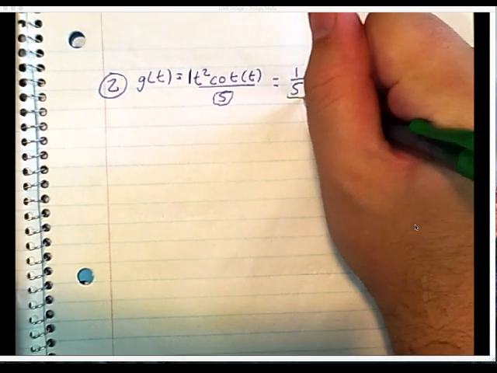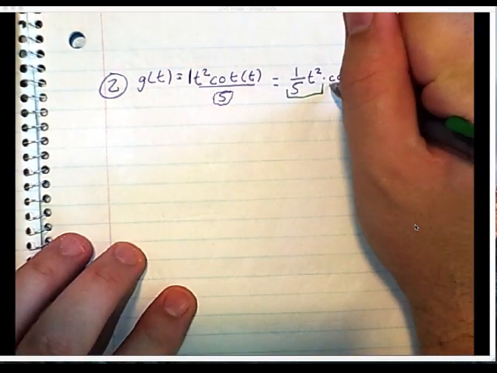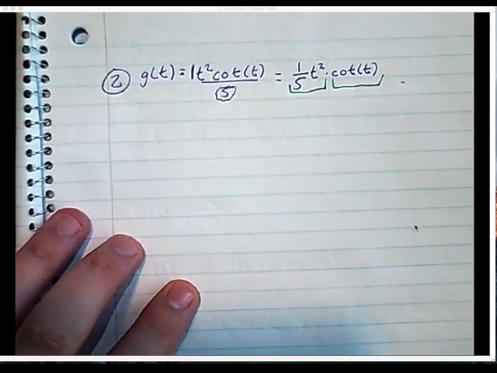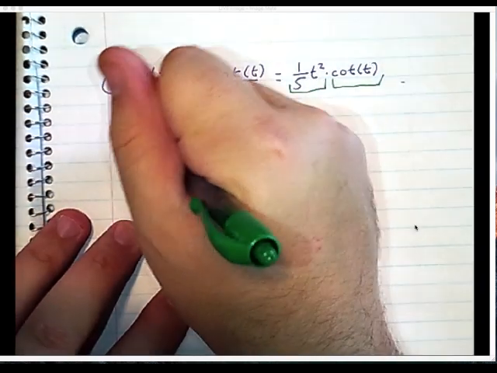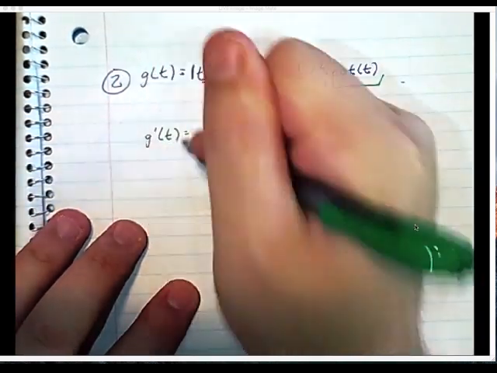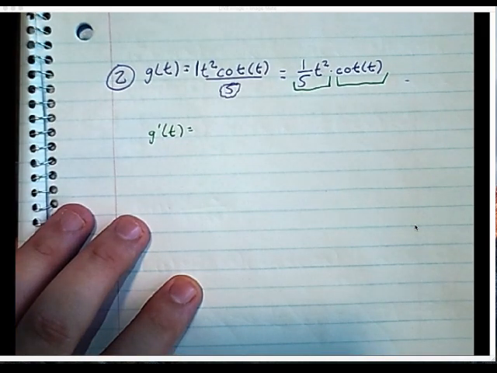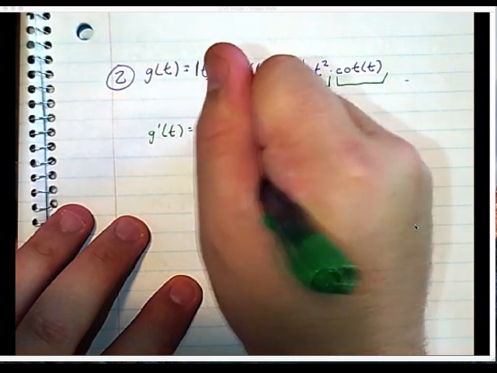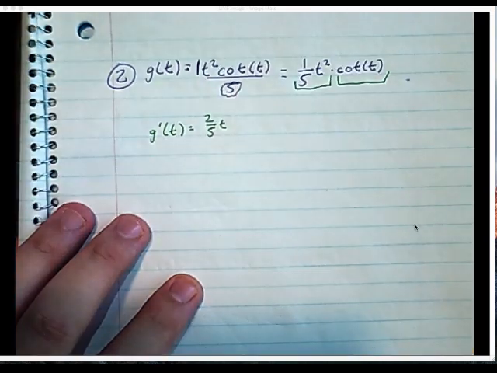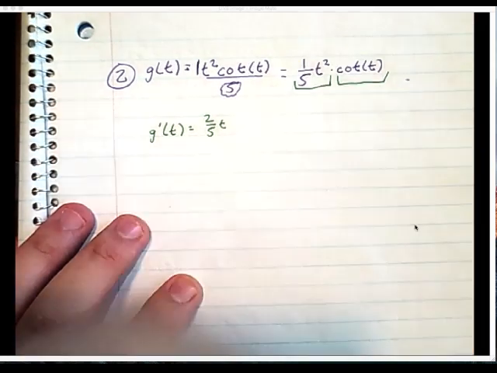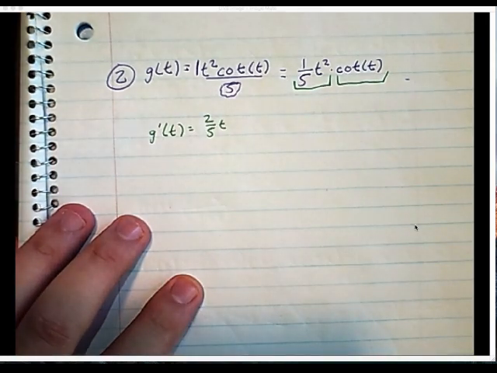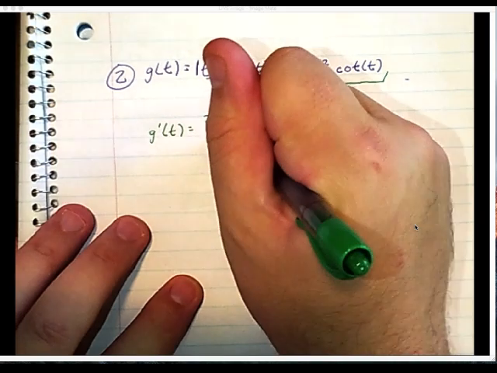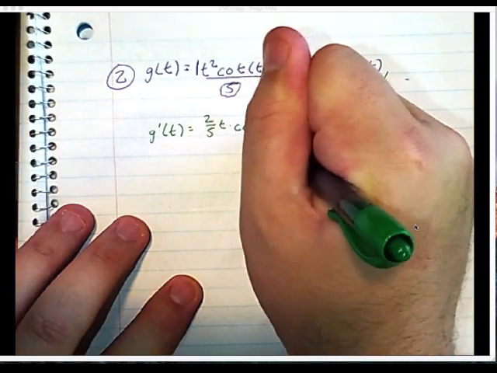Now what do you notice? Well, you have this thing times this thing. So to take a derivative, just use the product rule. So the product rule says take the derivative of the first. So the derivative of this thing would be 2/5 t. Okay, the 2 would come down. 2 times 1/5 is 2/5. Reduce the power by 1 times the second term, which is cotangent of t.